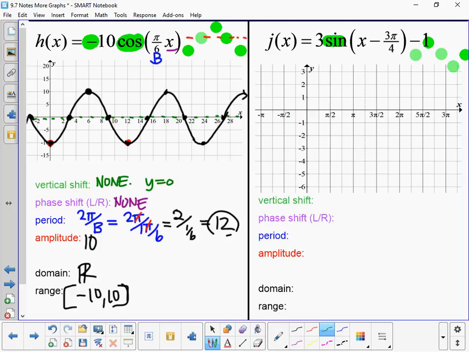Okay, so let's start first with our vertical shift. In this case, our function is shifted, you can see, down 1. So our midline is at -1. The phase shift is how far to the left or right it is shifted. This one is shifted to the right by 3 pi over 4.